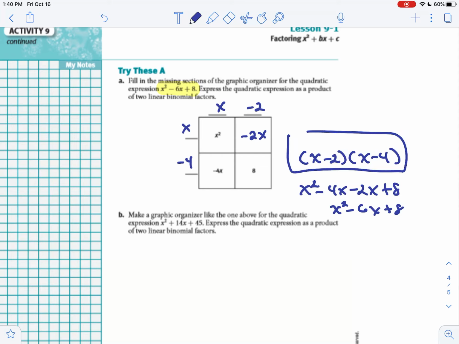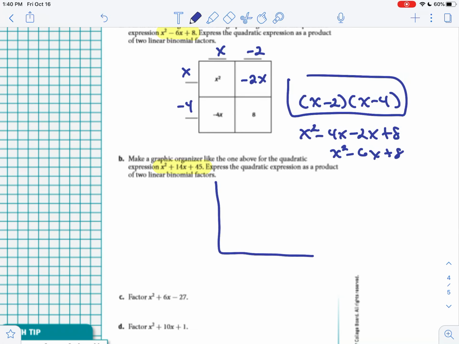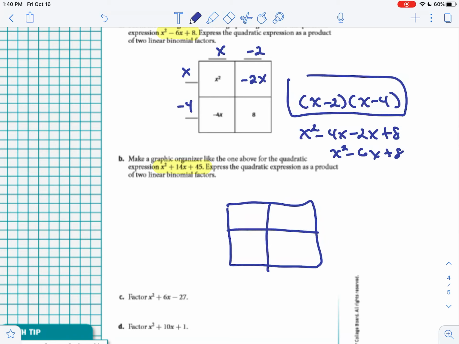Okay, so when we make one now, we're going to try to make one by using x squared plus 14x plus 45. We'll try that trinomial. So let's make our box. I'm going to put it down a little bit so that I have room to write above it. All right. So in our first corner, we have our x squared. Okay, so we know that's going to be x times x. And in our bottom corner, we have our 45.